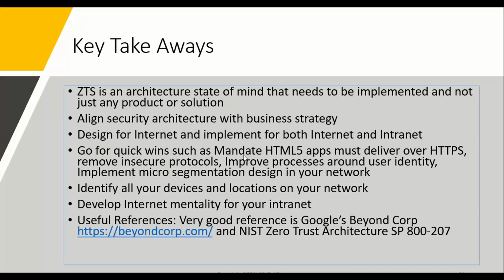Go for quick wins, for example, web apps must be delivered over HTTPS. Remove insecure protocols. Improve your processes around user identity. Implement micro-segmentation design in your network. These are things you can do immediately if you have not done them already. Then identify all your devices and locations on your network. Develop an internet mentality for your intranet as well.